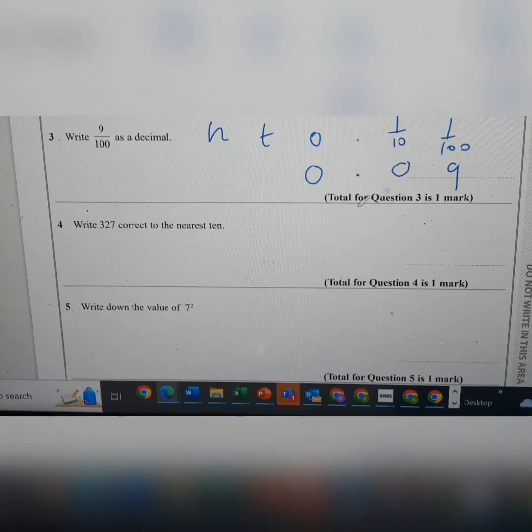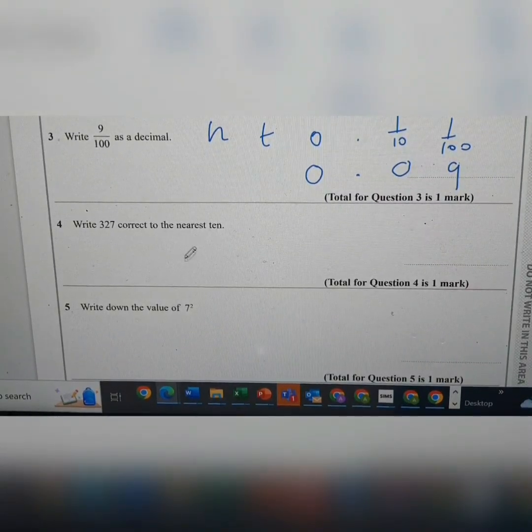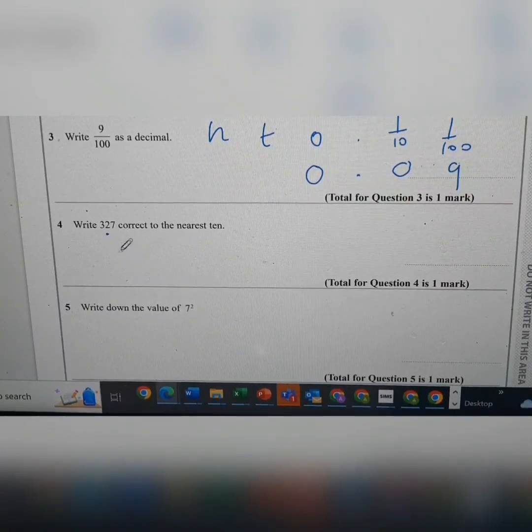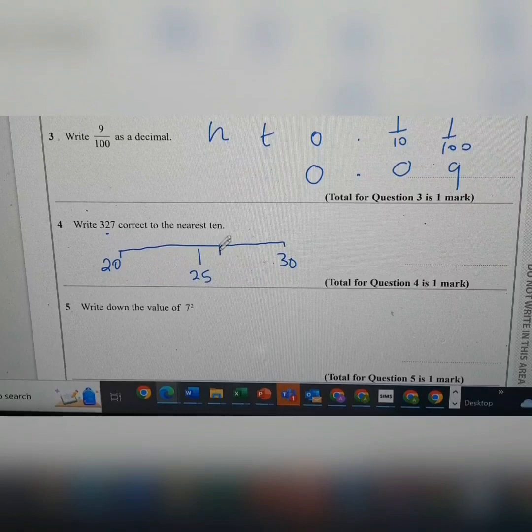Okay, next question. Write 327 correct to the nearest 10. So 3 represents hundreds, 2 represents tens, 7 represents ones. So we're looking at the 2. So 27 is our number, and you're thinking whether 27 is closer to 20 than it is 30. So I'm going to put the number that's halfway between 20 and 30, and 27 would be here. So 27 is closer to 30 than it is to 20. So that 27 will change to 30. So the full number is 330.